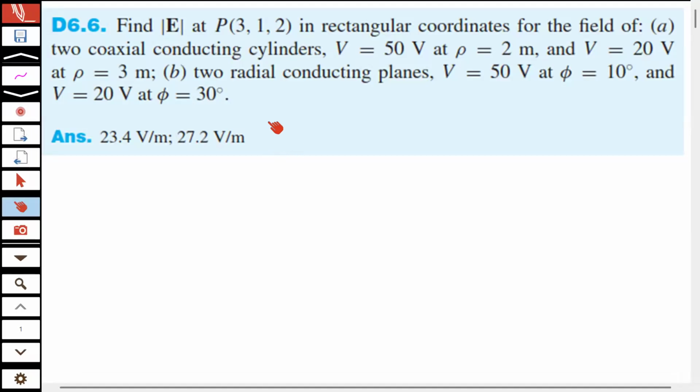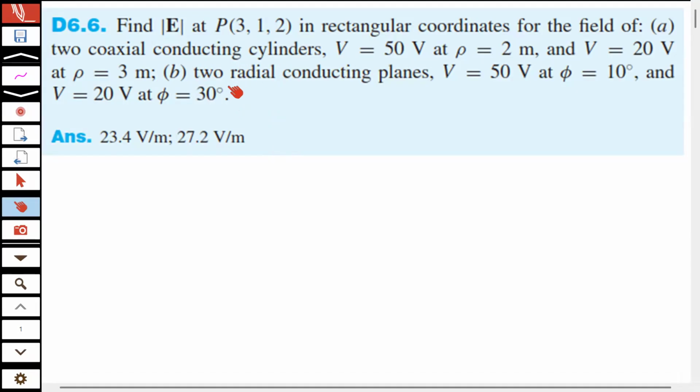Hello everyone. In this video, we'll be doing a numerical problem based on boundary value problems for solving Laplace equations. In this question, it is asked to find the field of coaxial conducting cylinders, and you have two boundary conditions. One is V equal to 50 volt at rho equal to 2 meter and V equal to 20 volt at rho equal to 3 meter. We are asked to find the electric field at the given point P with the coordinates 3, 1, 2.